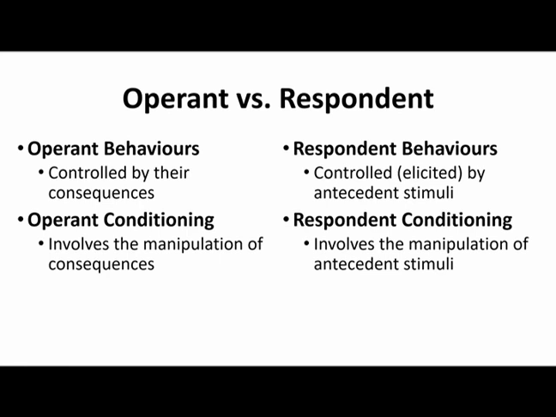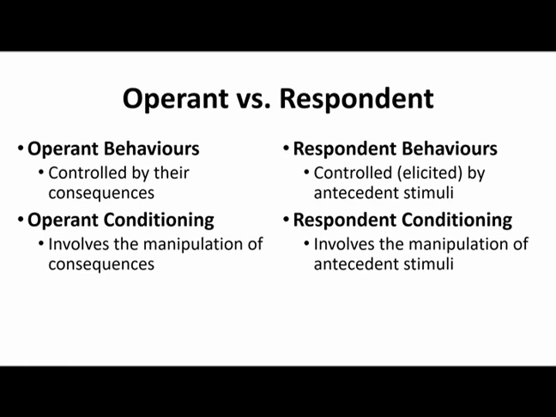So how does this new topic that we're looking at today, respondent conditioning, differ from what we've talked about so far when we've been talking about operant behaviors? Operant behaviors are thought of as controlled by their consequences. The consequence of a particular behavior is what drives that behavior to either increase or decrease. The consequences determine that. For respondent behaviors, we're instead looking at the behavior being controlled by antecedent stimuli. So whereas operant behaviors are controlled by the outcomes or the consequences, now the pre-existing stimuli in the environment are what are going to be eliciting that behavior.